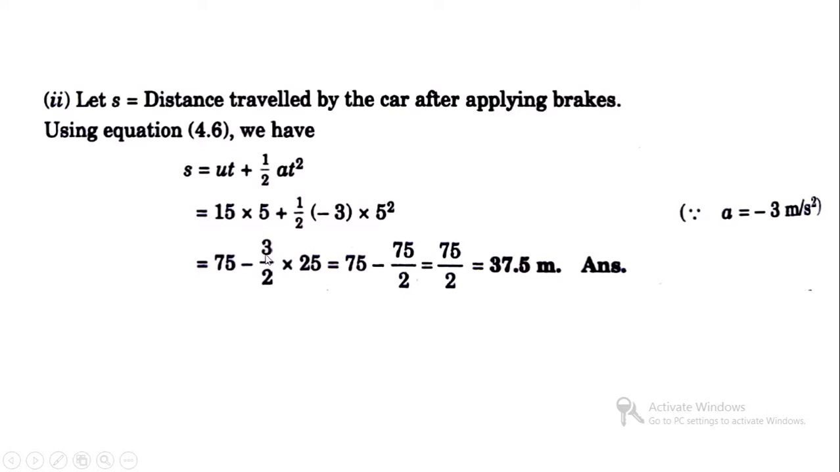Okay, resolve this equation. 15 into 5 equal to 75, and 3 by 2 into 5 squared, which is 25. Solve this equation and the value is 37.5 meters. After applying the brake, the car will move a distance of 37.5 meters. In those 5 seconds, the car moves 37.5 meters.